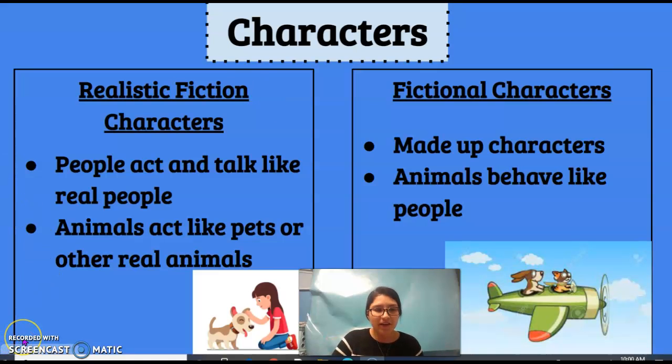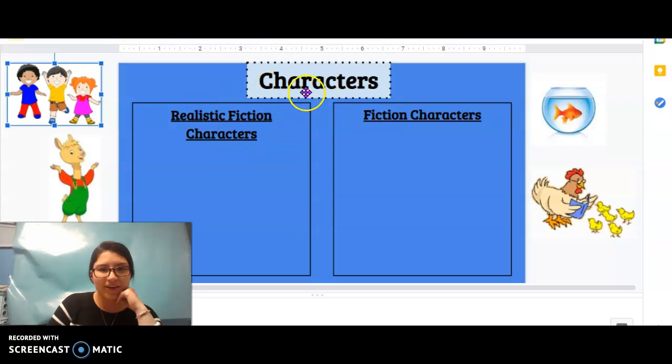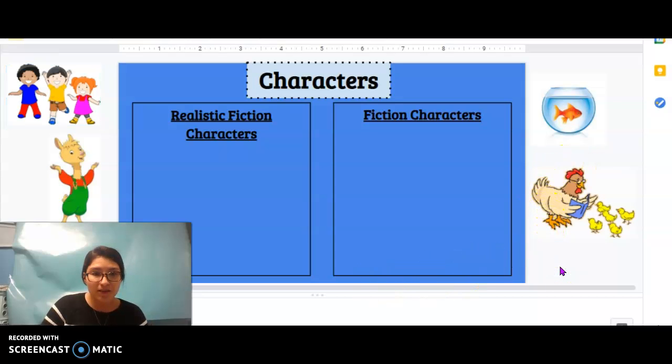All right, so let's go ahead and look at some examples of fictional and realistic characters and see if we can't put them where they belong. All right, so I have characters, realistic fiction characters and fiction characters. Remember, realistic fiction characters, they're characters that act like real people. They behave like real people. And then you have animals that behave like either pets or other real animals. Then fictional characters are made up characters. Sometimes they might have powers, maybe sometimes they can do things that wouldn't really happen in real life, okay? And then the animals usually behave like humans, okay?